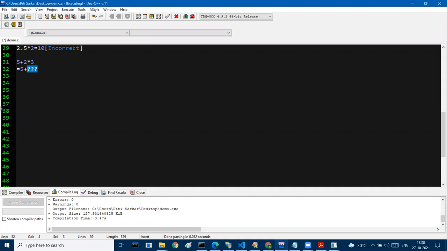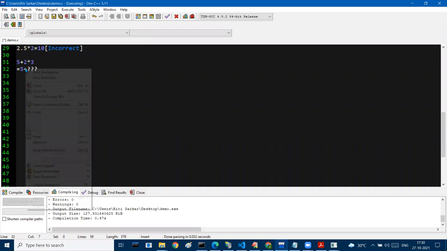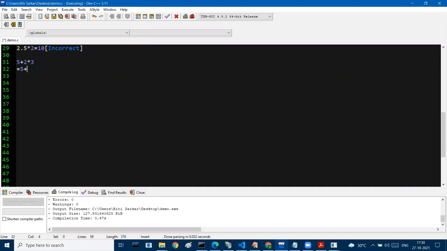I need a value here. To get the value here, what are you doing? 3 into 2, 6. Now you are giving the value here as 6, and now you are concluding the answer as 11. Does it mean that multiplication is having high precedence, so directly I'm starting from here? Can you start the evaluation from here? Evaluation will always start from left to right.